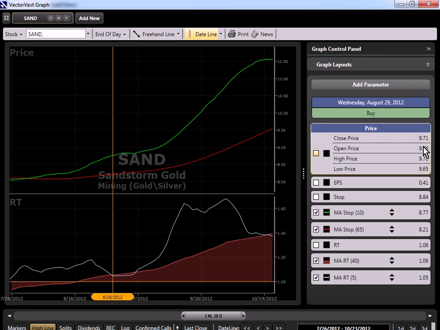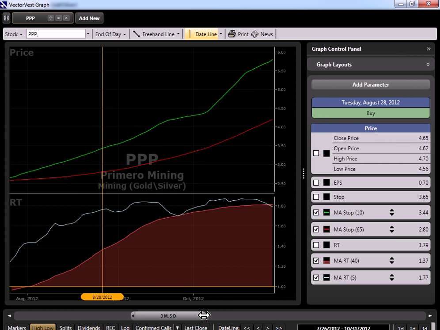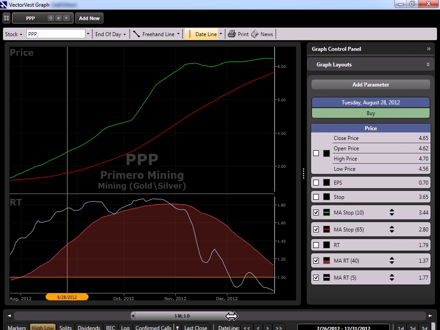Then the last stock we cherry picked, PPP, $8.28. We got in at $4.65. And let's see where we would have exited. It looks like our moving averages met right around here, but it didn't break the line.